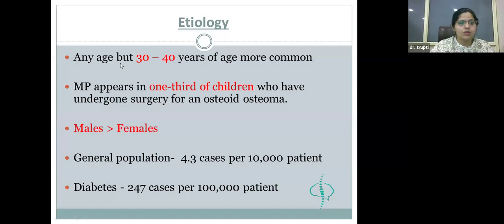Etiology. This condition can happen at any age, but it is more common in people who are 30 to 40 years of age. Meralgia paresthetica appears in one third of children who have undergone surgery for osteoid osteoma, which is a benign bone tumor. This condition is more common in the male population than female. In the general population, 4.3 cases per 10,000 patients are seen, and in diabetics, 200 per 1 lakh patients are seen. In diabetic patients, it is 7 times more common than in the general population.